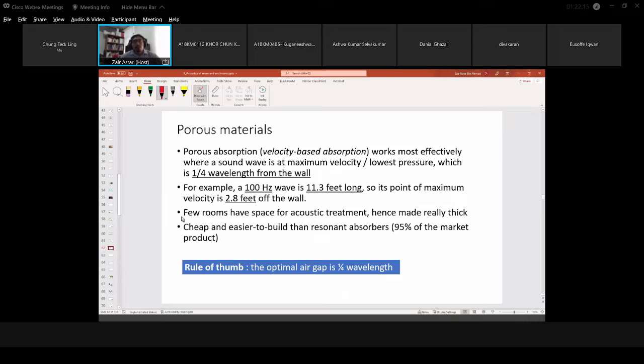All right, although I'm saying that it is mostly useful for high frequency but not effective at low frequency, you can find this porous material being used a lot since it is cheap and easy to construct compared to other types of absorbent material or absorbent approach.